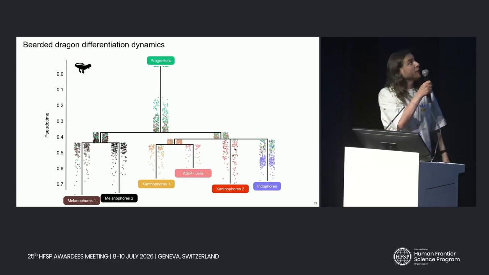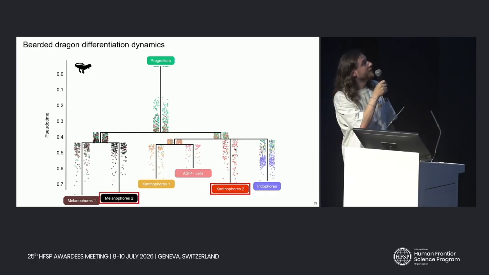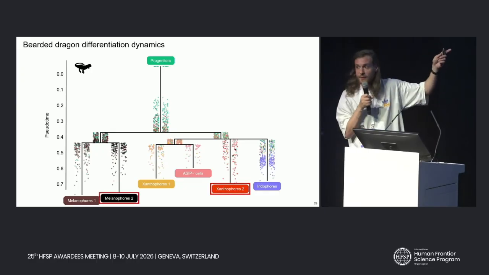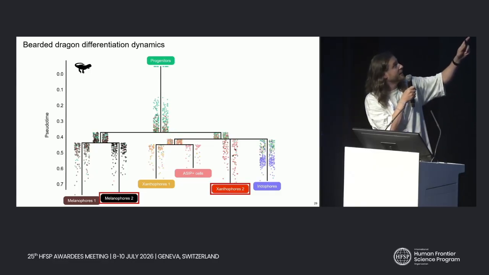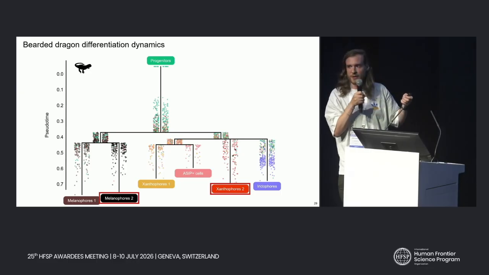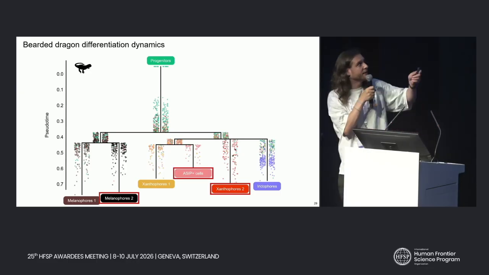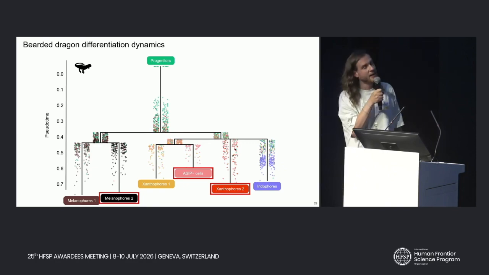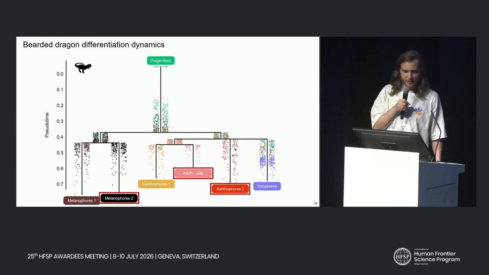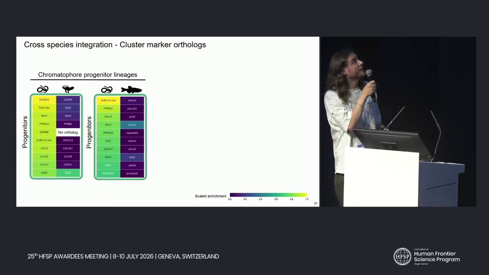We have a bit of a similar picture, but not exactly the same in the bearded dragon, where we actually saw that we have extra populations. So we have these secondary melanophores and secondary xanthophores that share a common transcriptional program. And we also have these progenitor-like cells that express very specifically ASIP, a gene important for ventral coloration in vertebrates.